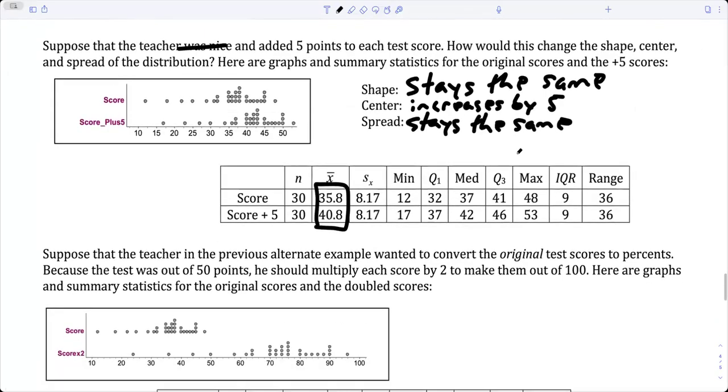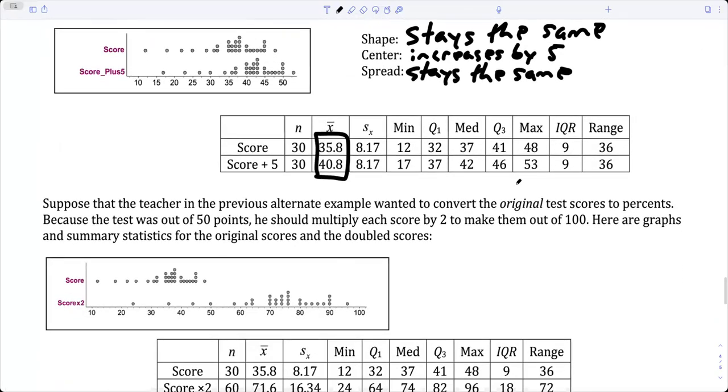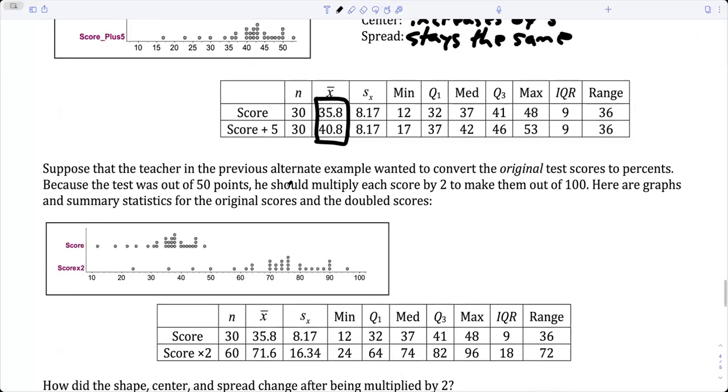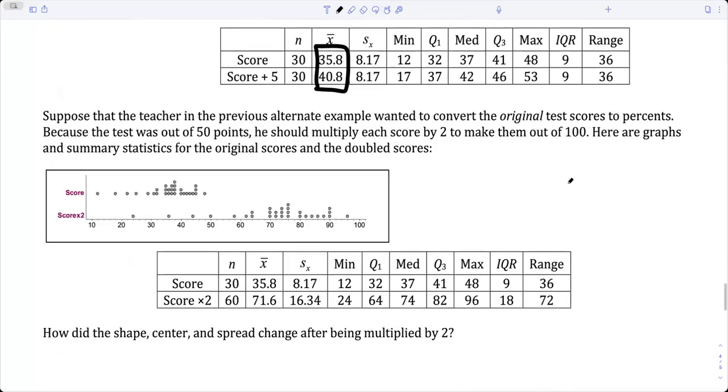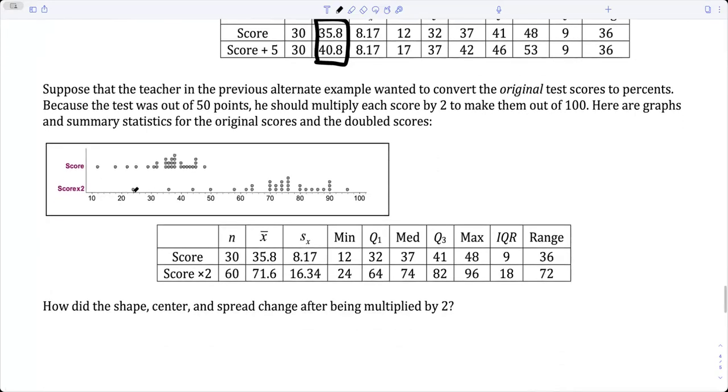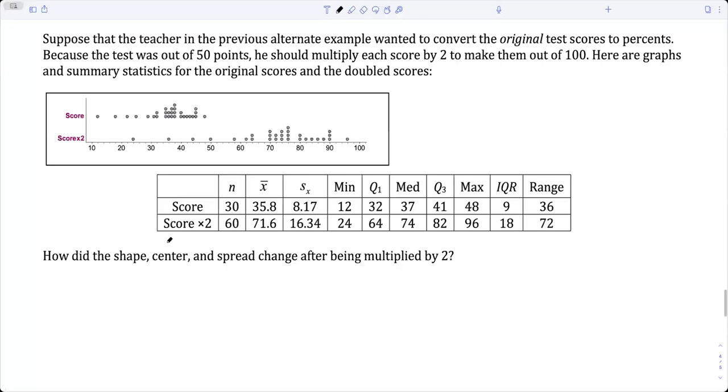Suppose that the teacher in the previous example wanted to convert the original test scores to percents. Because the test was out of 50 points, he should multiply each score by 2 to make them out of 100. Here are the graphs and summary statistics for the original scores and then the doubled scores. Okay, how did the shape, center, and spread change after being multiplied by 2?